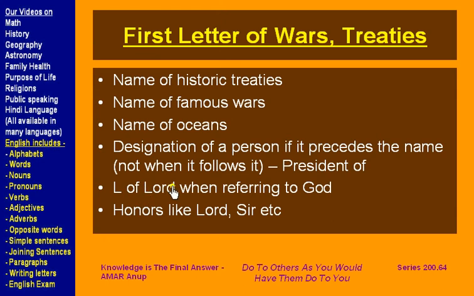L of the word Lord when referring to God is capitalized. Honors bestowed like Lord, Sir, etc., are capitalized.